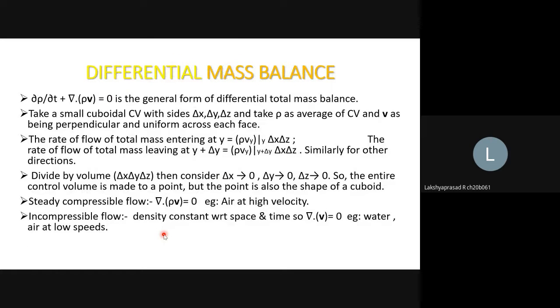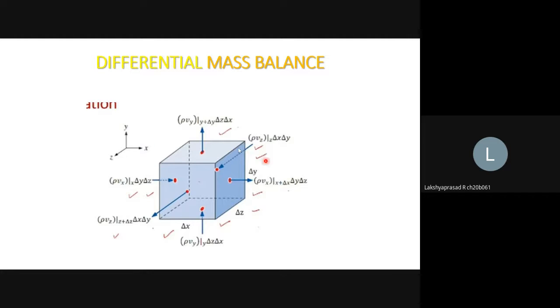Moving on to the differential mass balance. This is the basic general expression: dou by dou t of rho plus del dot rho v is equal to 0. How do we obtain this? We get to this from the integral mass balance, which is carried out over a small control volume with size delta x, delta y, and delta z.